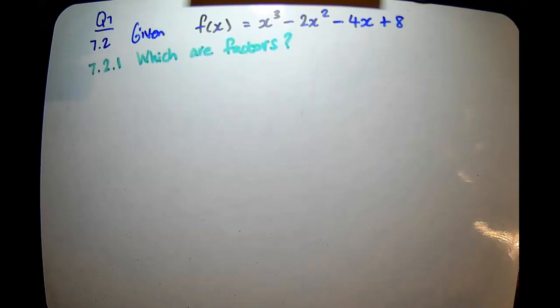Which are factors? So the question in 7.2.1, this question is on the worksheet, is asking which of these are factors. So what we have to do is let this whole bracket equal 0, this whole bracket equal 0, this whole bracket equal 0, solve for x and substitute x into that expression.